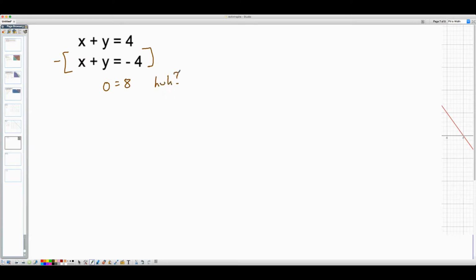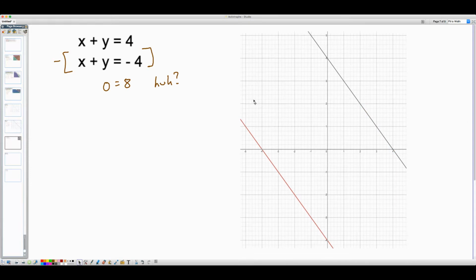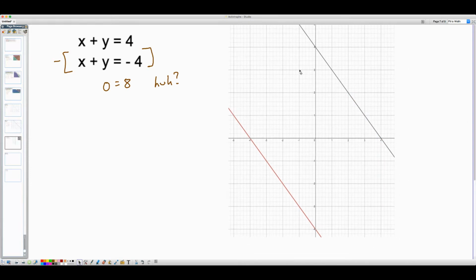And so you wonder, well, what does it mean? Some people are prone to making a huge mistake by putting an x in there. Well, it means x is equal to 8. No, 0 is 8 is what you get when you do this. What it means is that there are no solutions. The lines are parallel.